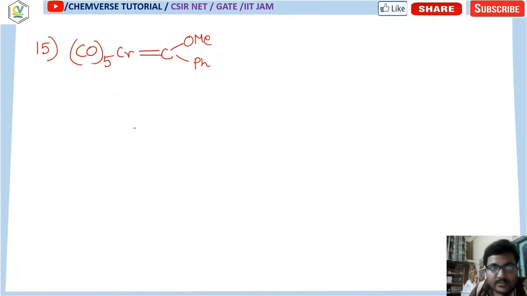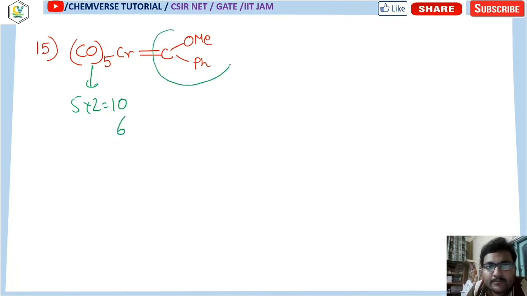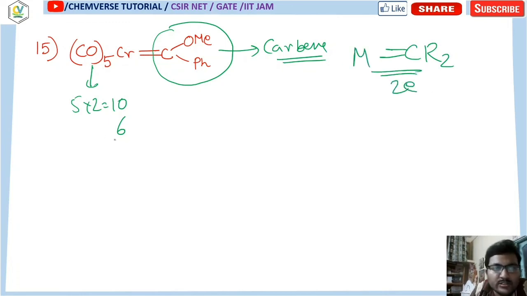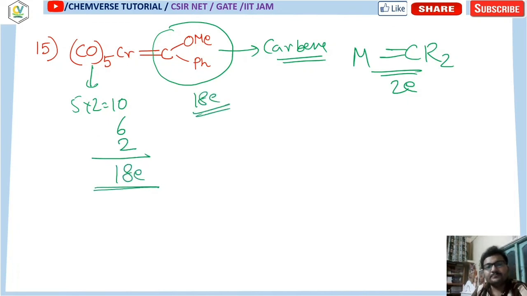So this is your 18 electron. And moving on to our last question. These are 5 CO. So 5 into 2, 10 electrons. Now chromium is a 6 electron donor. And look at this part. This is nothing but your carbene part. In carbene, what I said, that this kind of bond formation will occur. So it is nothing but a 2 electron donor. So it is 18 electrons. Okay. So this is your 18 electron species.